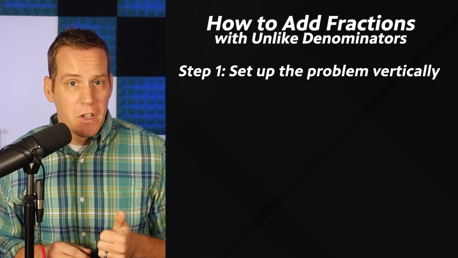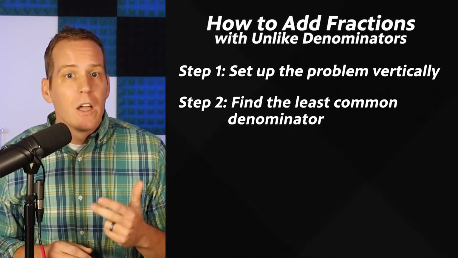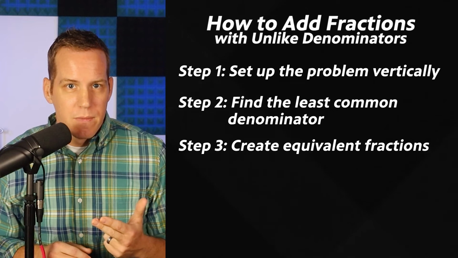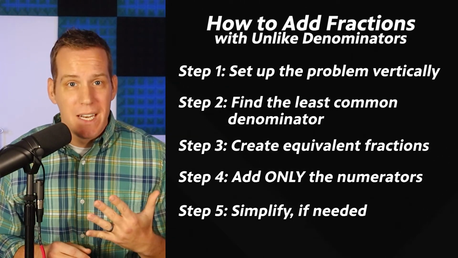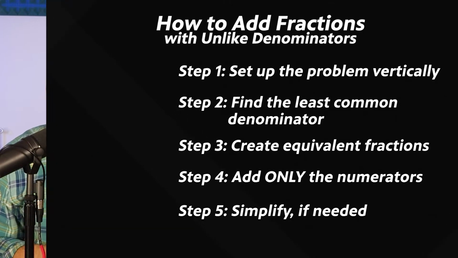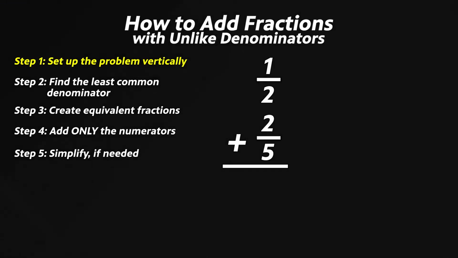There's a few basic steps when adding fractions. Set up the problem vertically, find the least common denominator, create equivalent fractions, add only the numerators, and simplify if needed. First, we'll set up the problem vertically. You'll see why that's important in just a minute. When you multiply or divide fractions, you should set it up horizontally. But for adding and subtracting, vertical is the way to go.